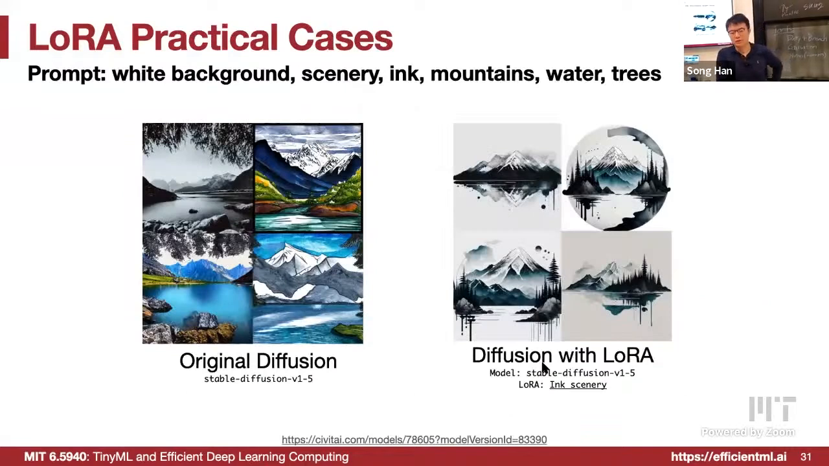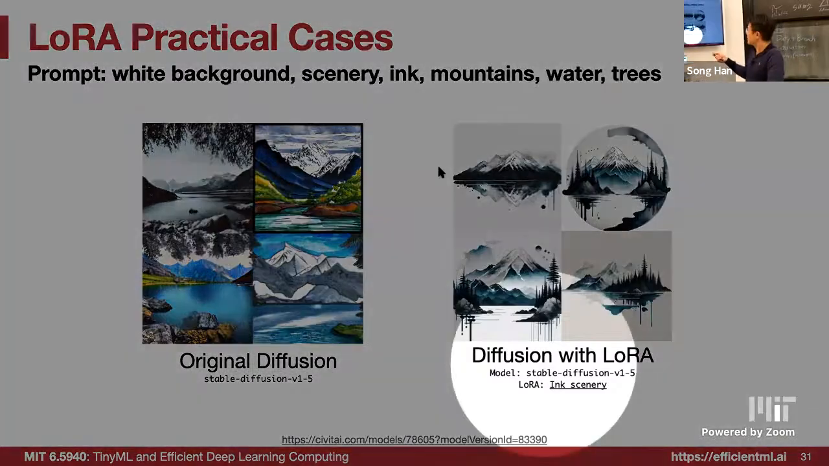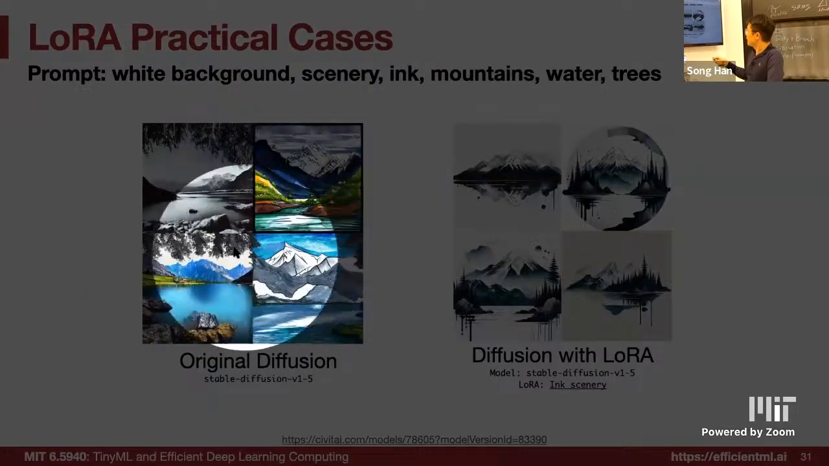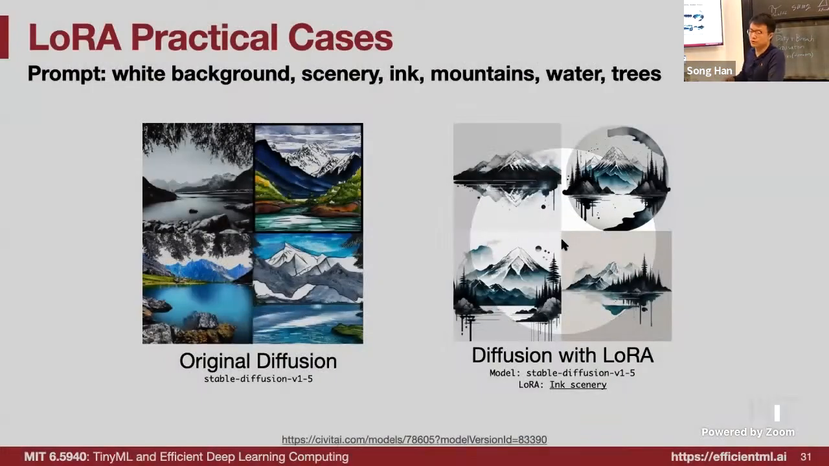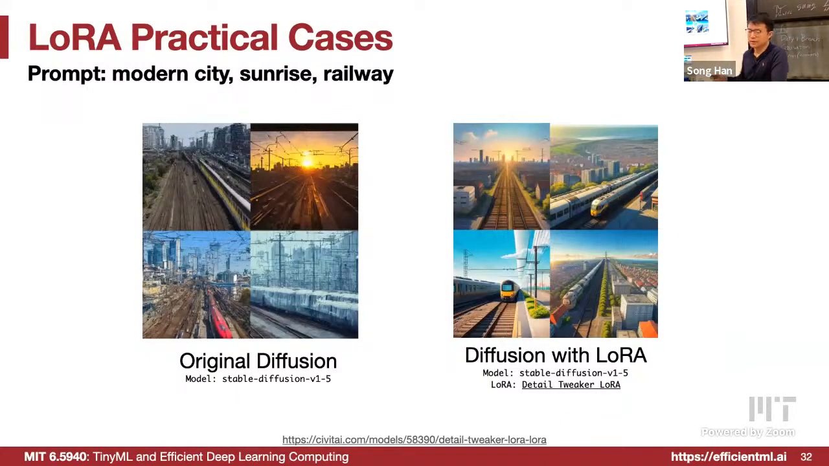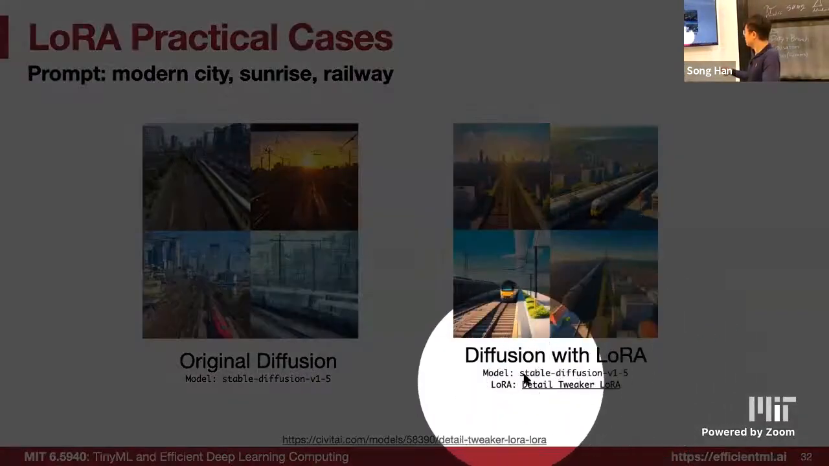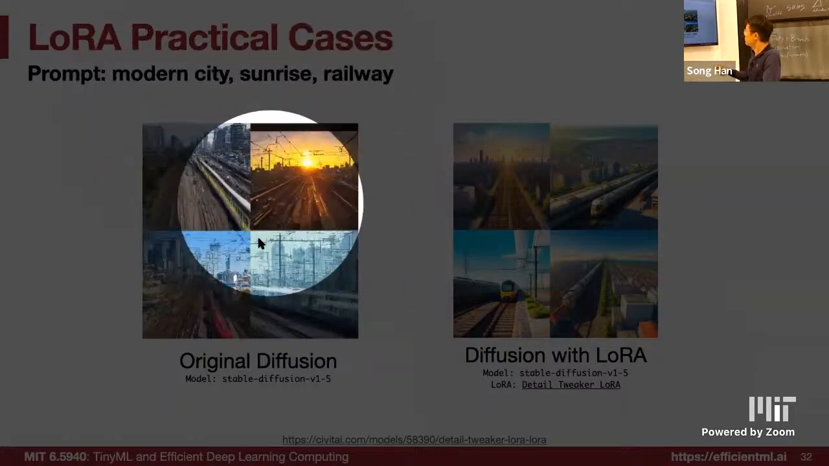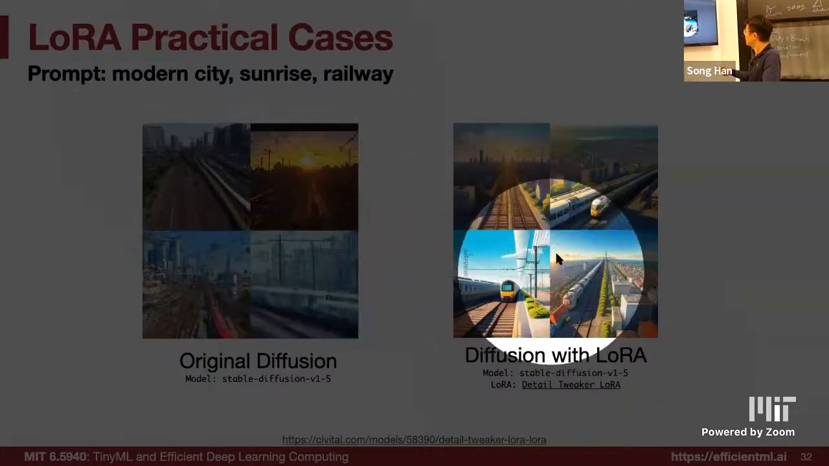So let's see some practical use cases with the prompt: white background, scene, ink, mountains, water, trees. This is the original diffusion model, and this is the diffusion with LoRA. Okay, so the LoRA is an ink scenery LoRA. It looks much better than without LoRA. This is another LoRA model, which is a detailed flicker LoRA. And also compared with the original diffusion, modern city, sunrise, real way. The diffusion with LoRA has much more details and looks much better.